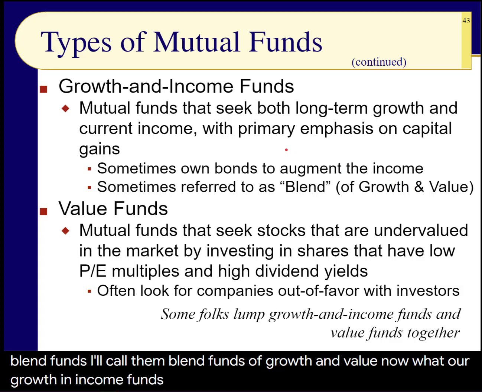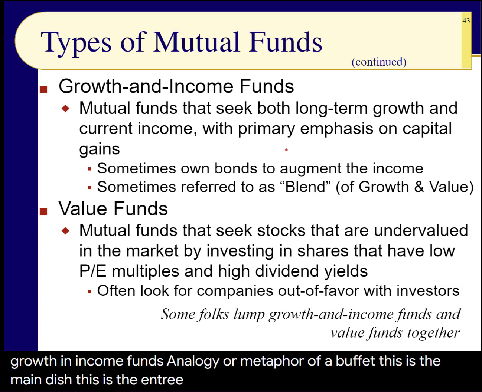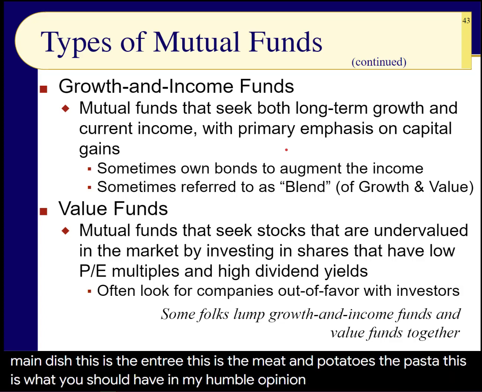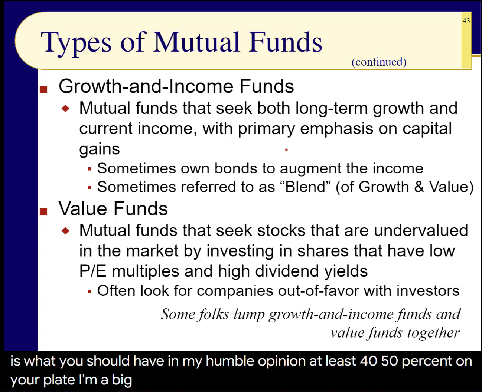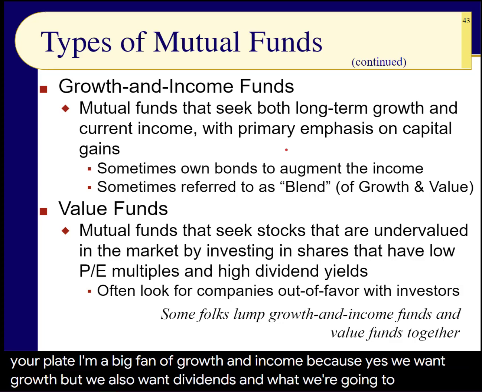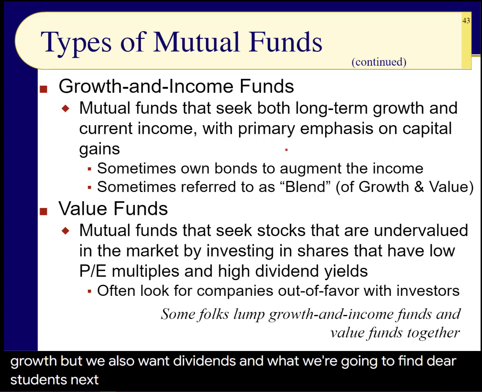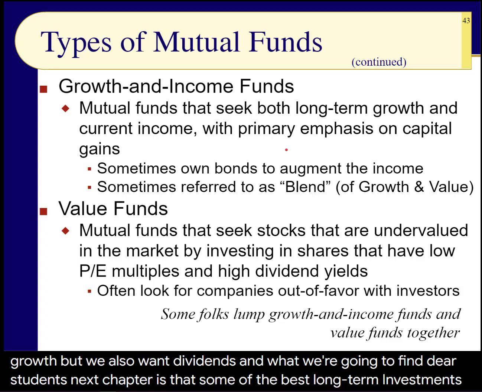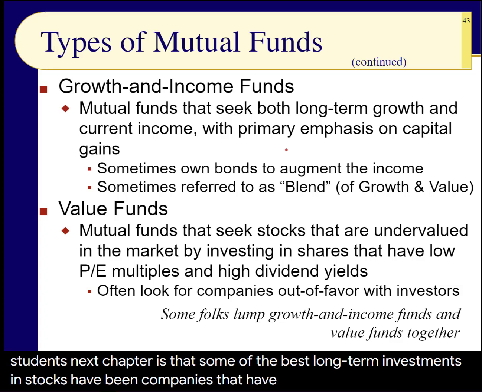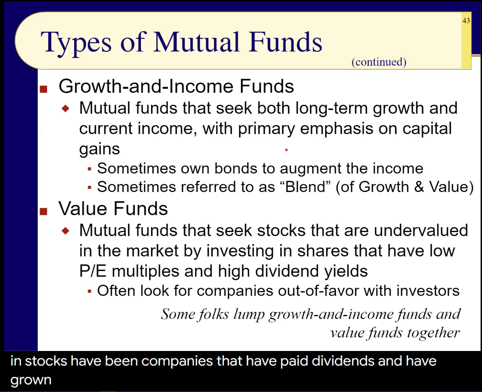With regard to our analogy or metaphor of a buffet, this is the main dish. This is the entree. This is the meat and potatoes, the pasta. This is what you should have, in my humble opinion, at least 40, 50% on your plate. I'm a big fan of growth and income because, yes, we want growth, but we also want dividends. And what we're going to find, dear students, next chapter is that some of the best long-term investments in stocks have been companies that have paid dividends and have grown consistently their dividends over decades.